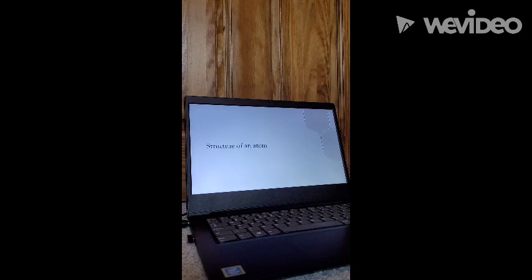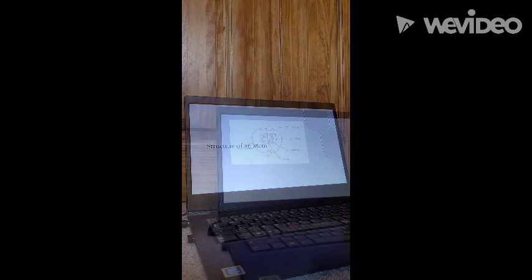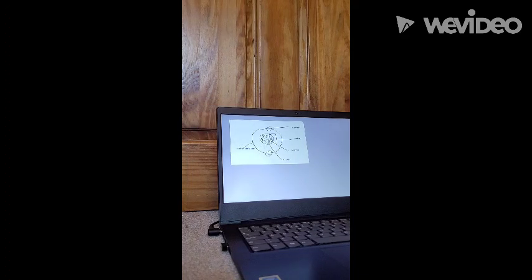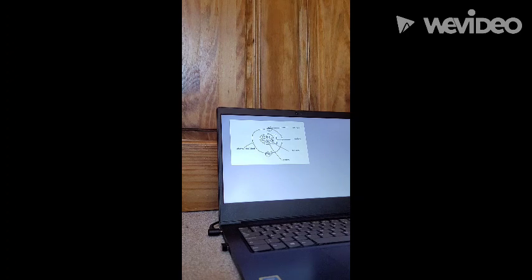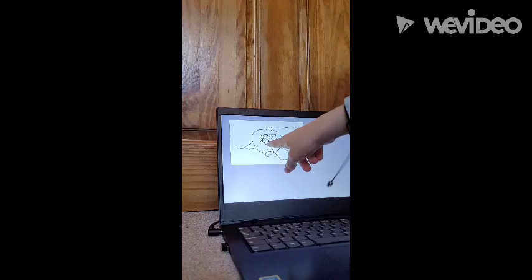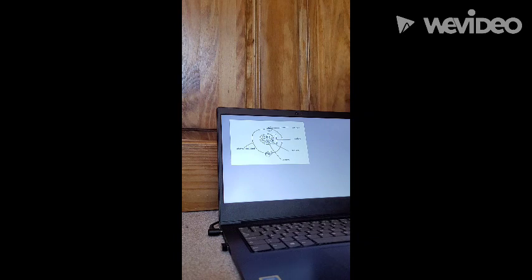But first of all, we're going to look at the structure of an atom. Okay, so this is the structure of an atom. So we've got a nucleus, okay, and your nucleus is like the centre of your atom, and your nucleus contains the protons and neutrons. Now the protons are these positively charged circles. Well, they're not actually circles, but in this diagram it's a circle.